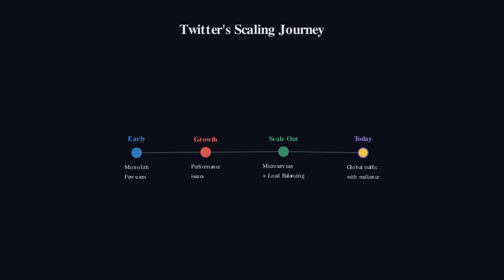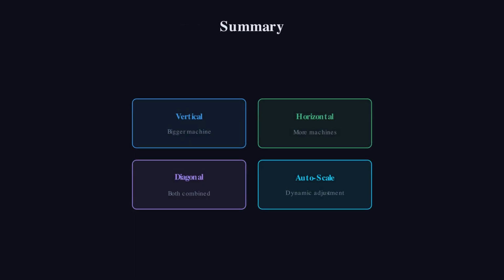Let's bring this together with a real-world example. Twitter early on ran as a monolithic app. Fine for limited users, but as the user base exploded, they hit performance and reliability issues. So they moved to horizontal scaling, breaking the monolith into microservices, adding load balancing, caching, and distributed databases. This shift allowed them to handle massive global traffic with resilience. The lesson? Don't over-engineer too early, but don't wait too long to prepare for growth.